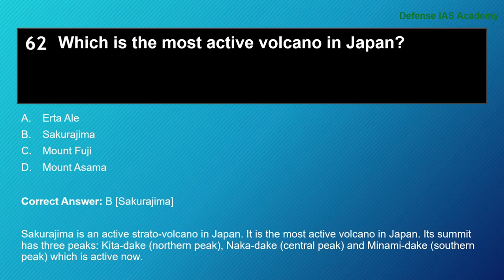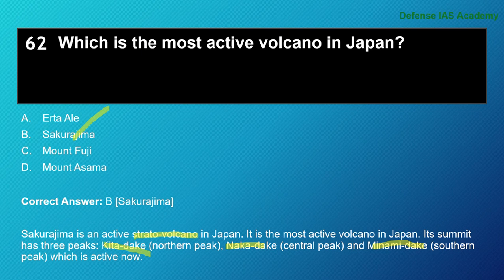Question 62. Which is the most active volcano in Japan? The answer is option B, Sakurajima. Sakurajima is an active stratovolcano in Japan. It is the most active volcano in Japan. Its summit has three peaks: the Kita Lake, that is the northern peak, Naka Lake, which is the central peak, and the Minami Lake, which is the southern peak, which is active now.